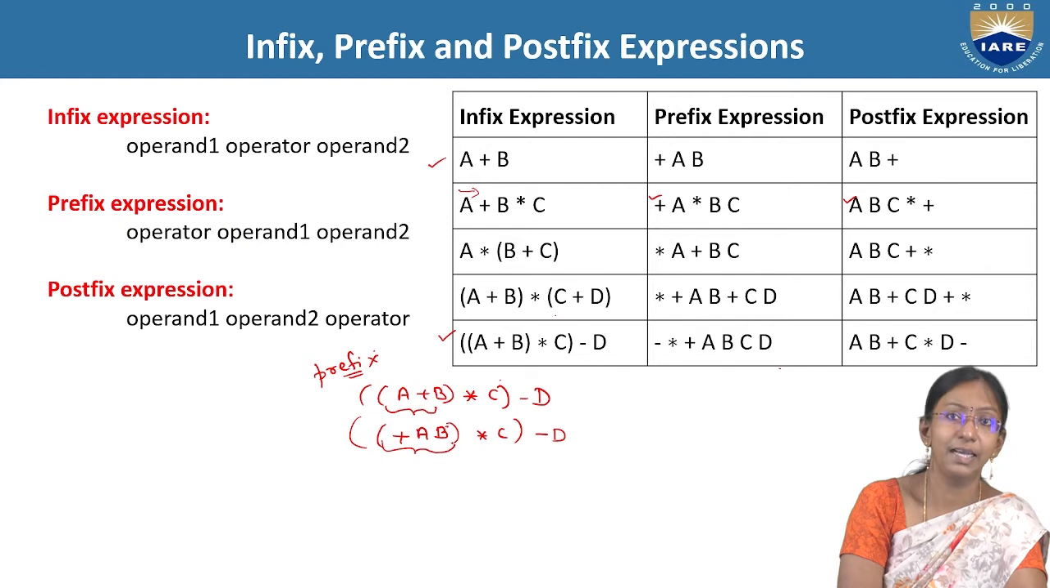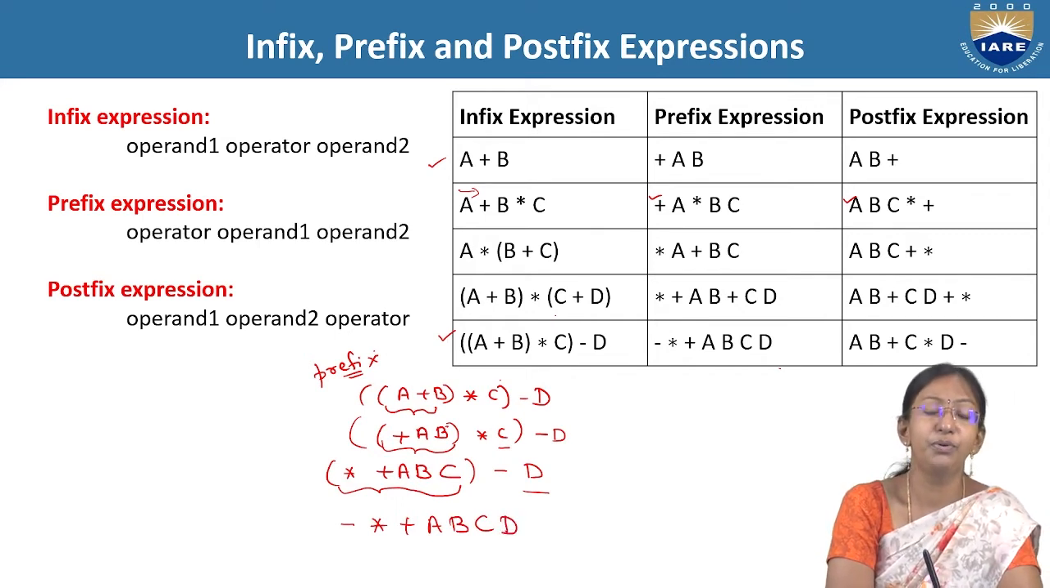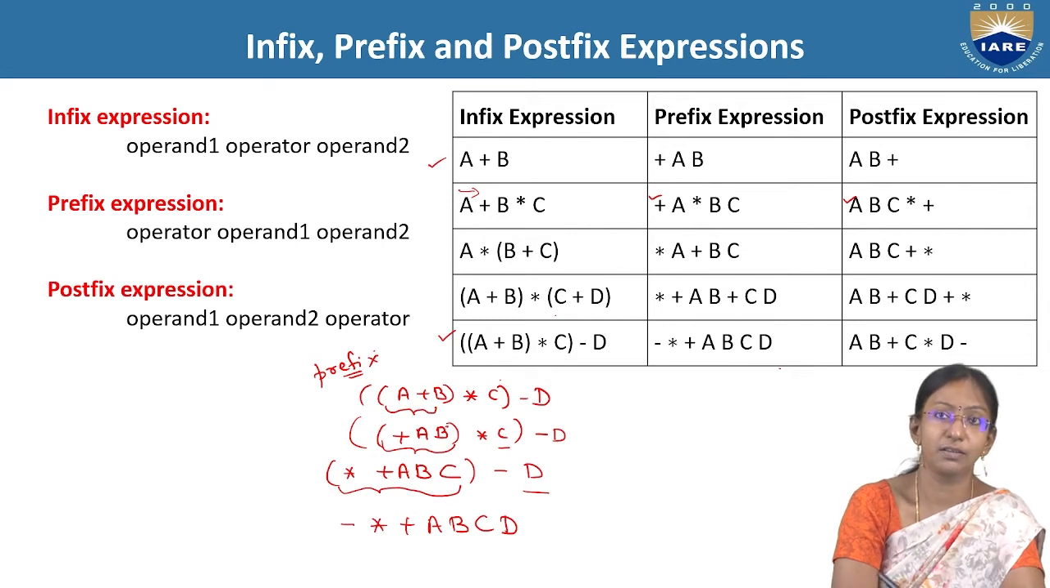Where plus AB is the first operand, C is the second operand. When we write prefix of the same, first multiplication comes into the picture, then the first operand, which is plus AB, then the second operand C minus D. Now have a look at this one. Multiplication plus ABC is the first operand, D is the second operand. When we write prefix of the same: minus star plus A, B, C, D. This is how you are going to get the prefix expression of the given infix expression.